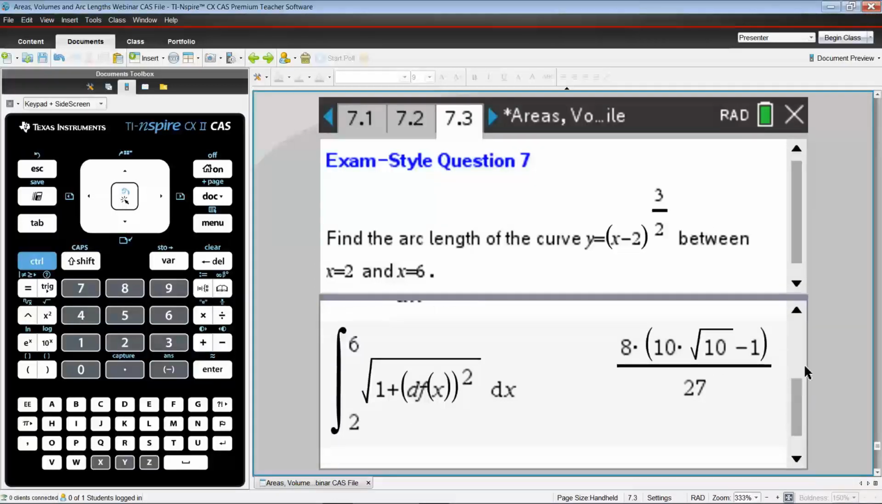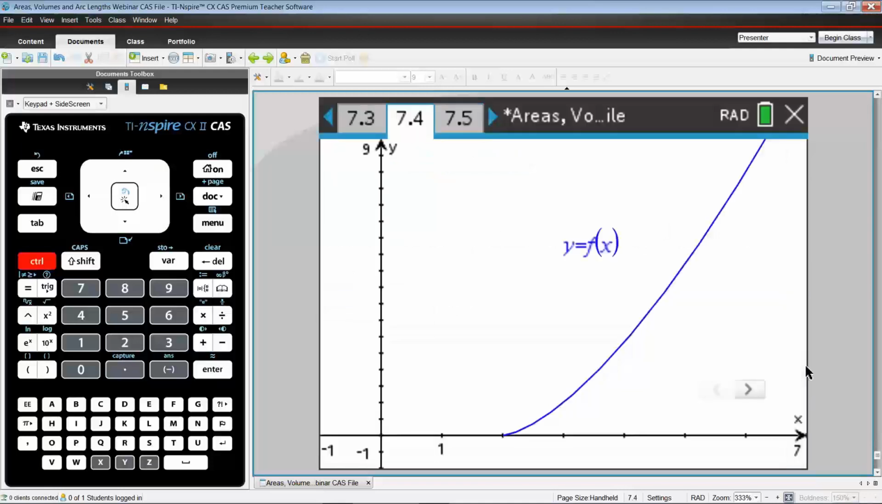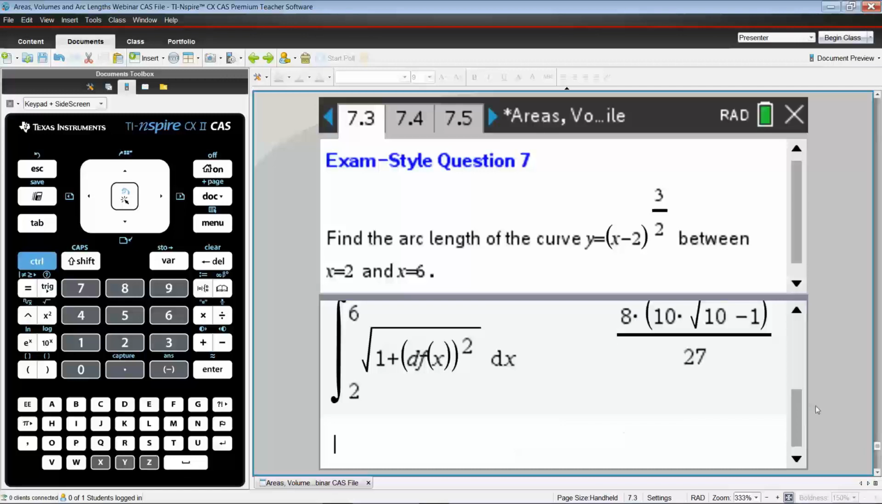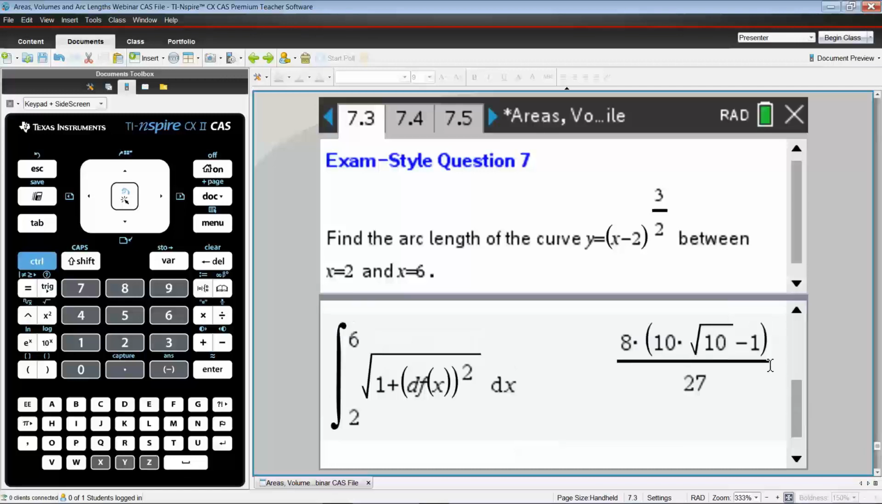All right, so that is it for this session. And before we go, what I might do is just show you what that arc represents. So this is y equals f of x. It is just the function y equals (x minus 2) to the power of 3 over 2. And here is the particular arc that we found the length of, so x equals 2 to x equals 6. This particular section of the curve right here is the exact length of what we just found. So if you place a string starting here, going along the curve and ending there, the exact length of that string would be 8 on 27 times (10 root 10 minus 1).